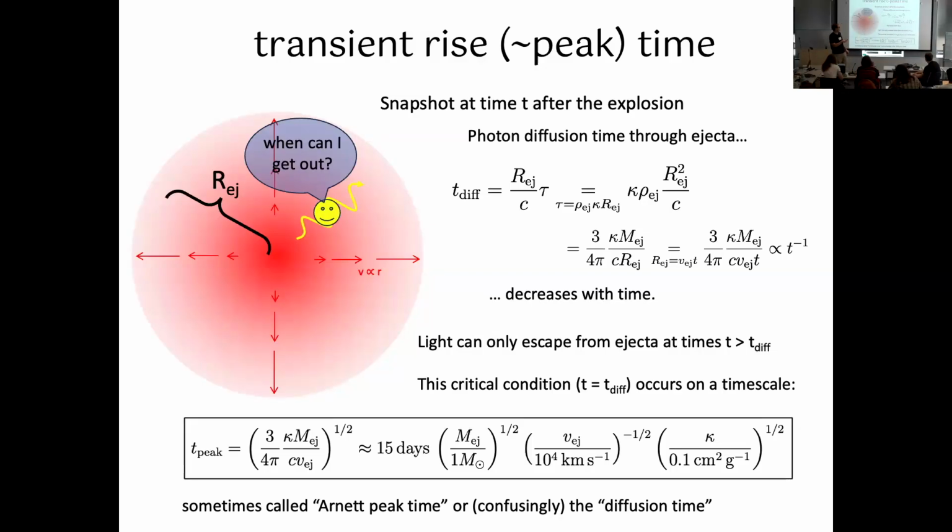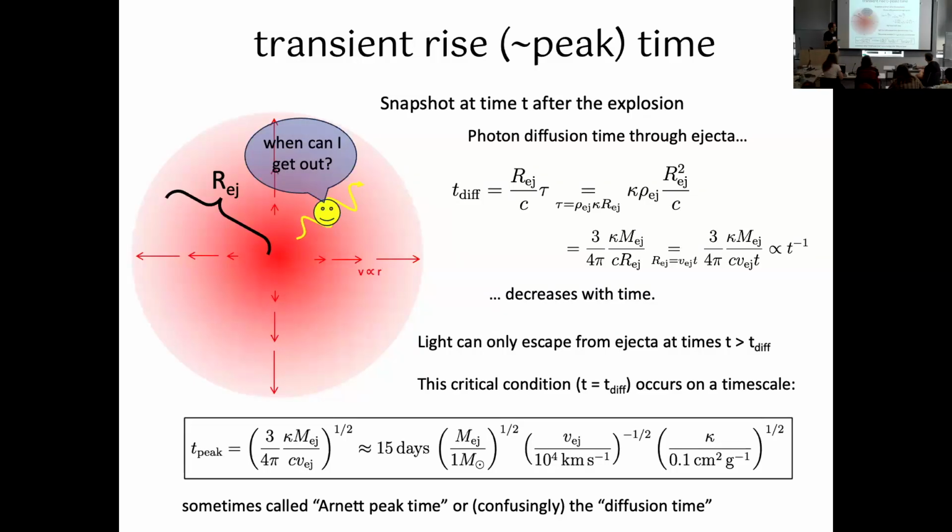So you just equate time itself to this diffusion time and solve for the resulting time, and you get this famous expression. I call it the peak time because this is when the radiation gets out, so this is when the light curve is peaking, and it's basically kappa times the mass of the ejecta divided by c times the ejecta speed. Okay. So again, if I put in typical parameters for a type Ia, a solar mass, 10,000 kilometers per second, a typical opacity, I get a few weeks, which isn't bad for the rise time of a type Ia. And so this is commonly referred to as the Arnett peak time, or confusingly the diffusion time. But it's not.